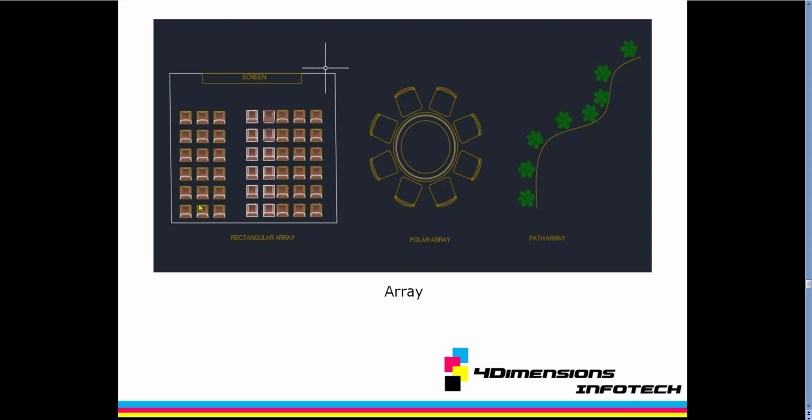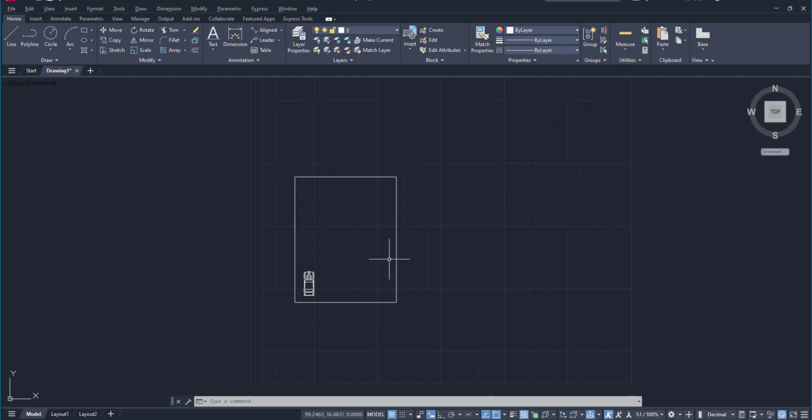In rectangular array you can copy any object in a column and row format with equal distance. In polar array you can copy any object in a circular way by giving the angle. In path array, you can copy any object along the path by defining the number of objects. So let's learn these things in AutoCAD.